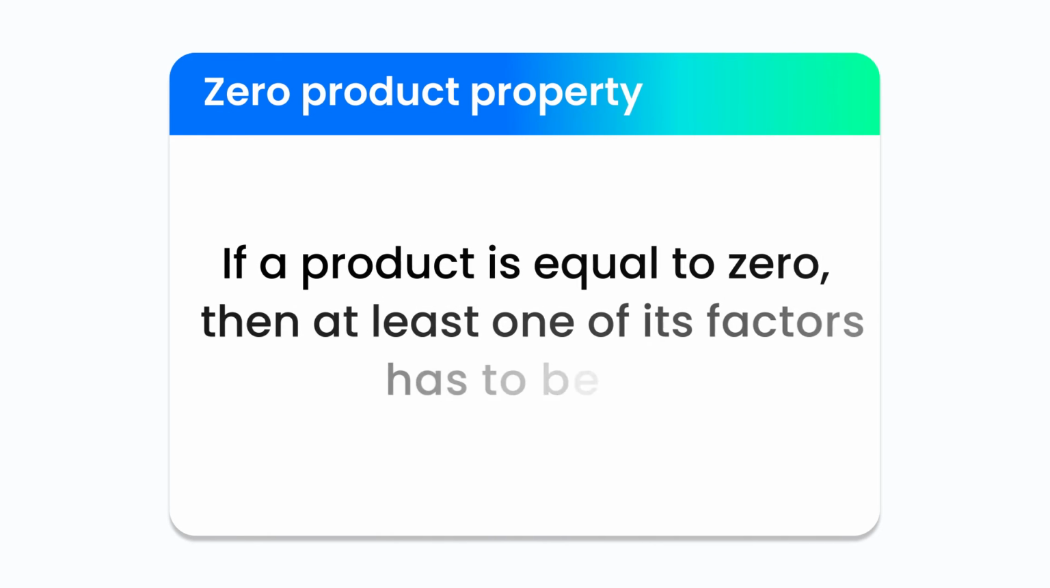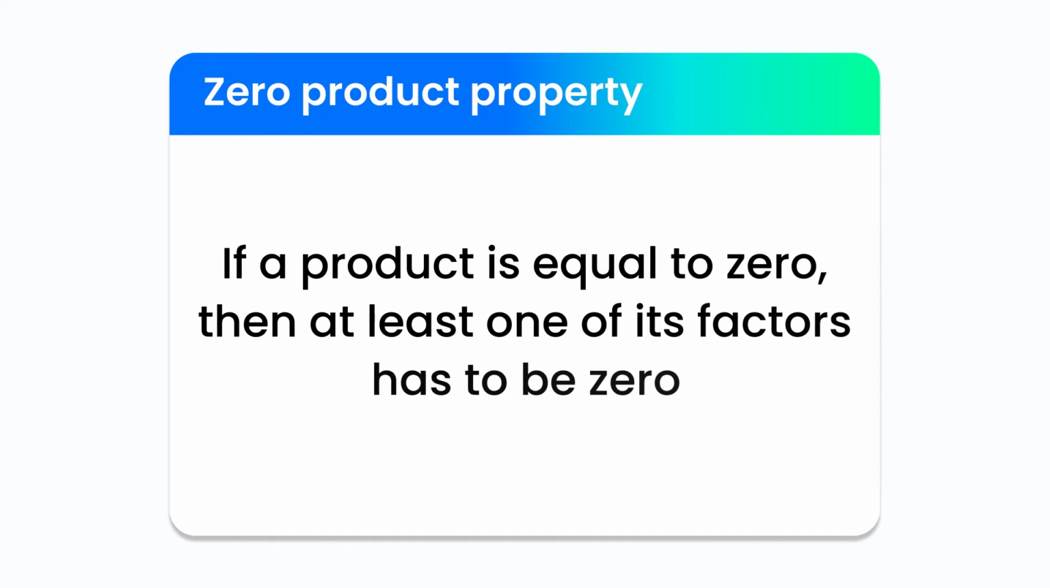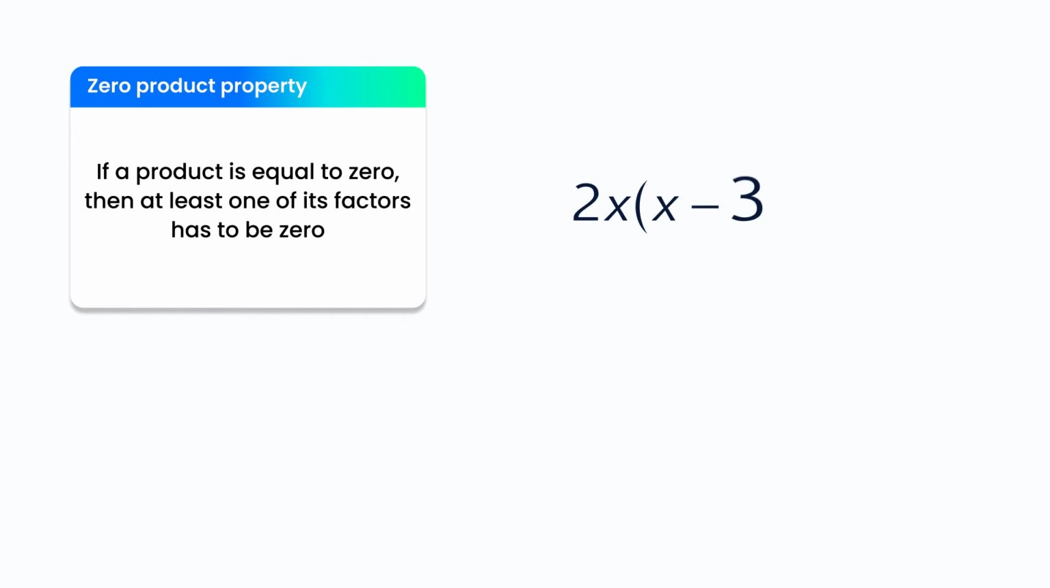The second step is to use what's called the zero product property. It's a rule in math that states the following. If a product is equal to 0, then at least one of its factors has to be 0. It makes sense when you think about it. Now, your equation is in this exact form, a product that equals 0. So you can look at each of the factors separately.